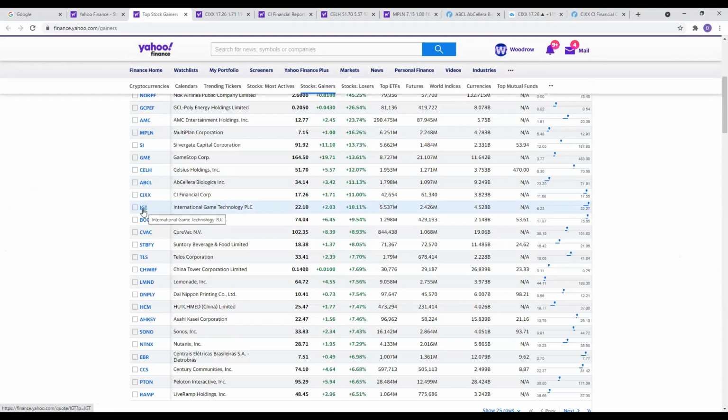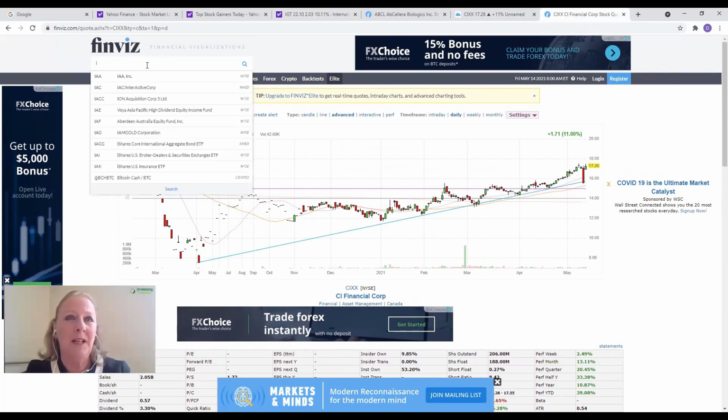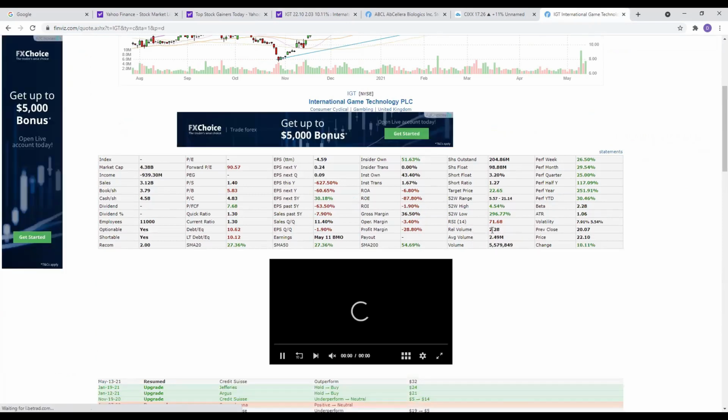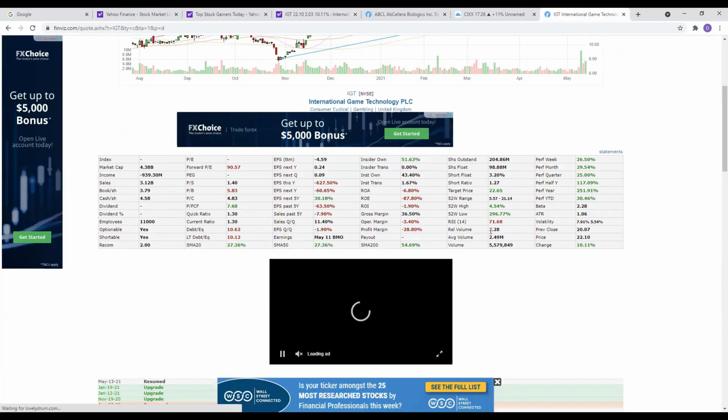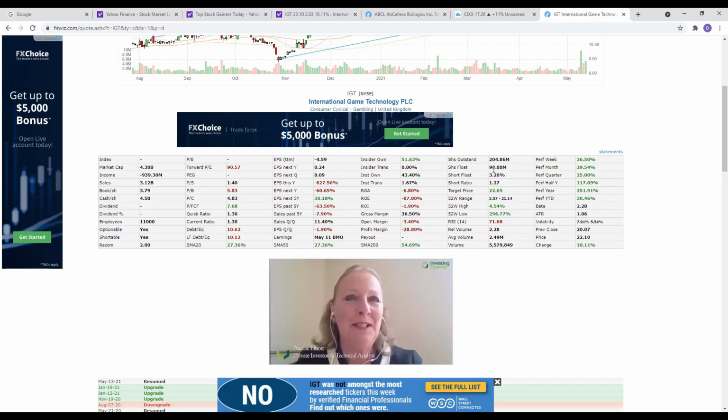So let's look at another stock, International Game Technology. This stock is up 10%. Let's search for the ticker, IGT. The relative volume is greater than number 2. Okay, the relative volume is high enough. The shares outstanding is 200 million. The float is 98 million. So the float is low enough. The float is less than half.